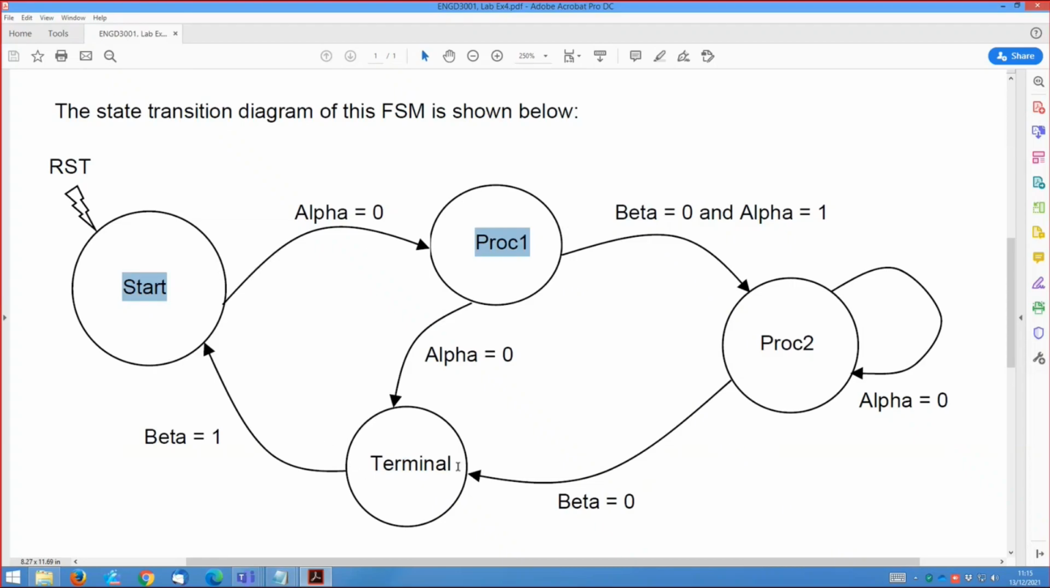And then the other possible way would be to go from start to proc1 to proc2, then to terminal, and then to start. So we have two possible loops there, which, if we are meant to test this finite state machine extensively, we would need to make sure that we follow. So the test bench and the signals alpha and beta would need to be set in such a way that we show the full operation of the machine, both going through the first loop and the second possible loop as well.